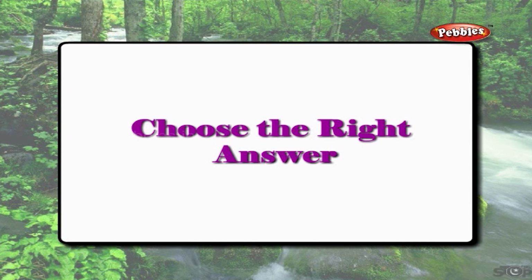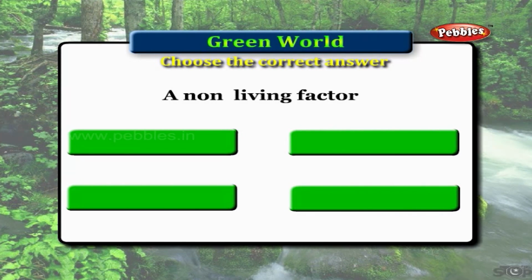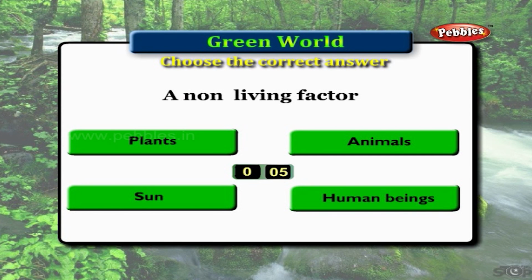Choose the right answer. A non-living factor. Options: plants, animals, sun, human beings. The right answer is sun.